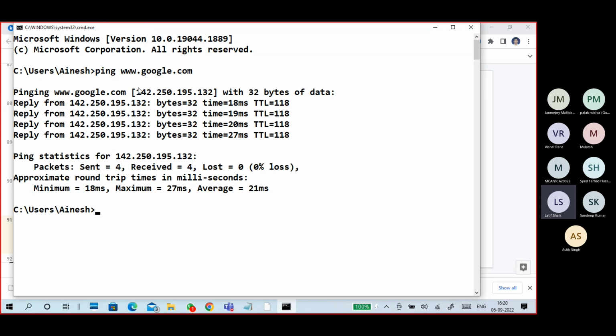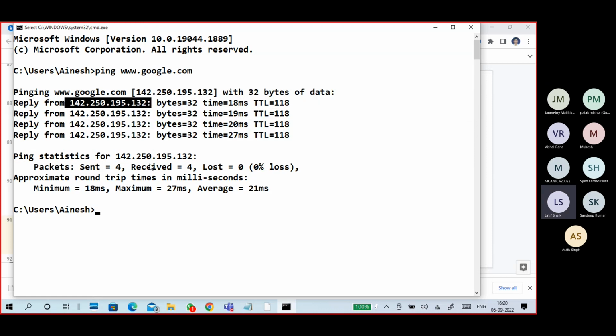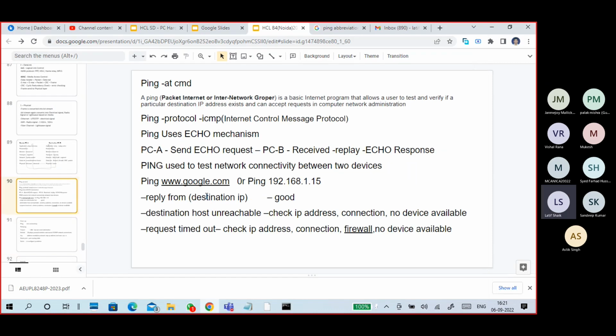Already I told you about DNS. I have a name, but with a name you can't communicate. You communicate with the IP address only. So I have a name, but I got an IP address from the DNS server. My DNS server gave this. Reply from destination means good, successful. Also you can see sent 4, received 4, lost 0, which means it is successful.